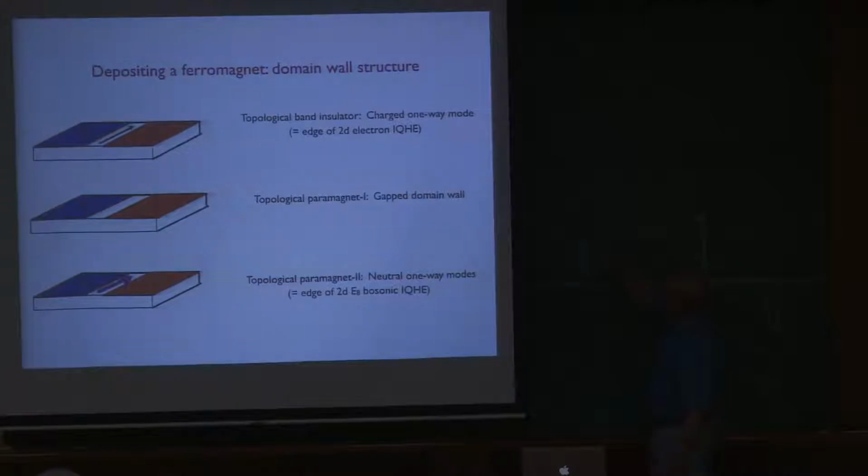Then at this domain wall, there's a conducting edge mode. Everything else is an insulator. The bulk is an insulator, this is an insulator, this is an insulator, but there's a conducting edge mode, and it goes one way. And that edge is the same as the edge of the 2D integer quantum Hall effect.